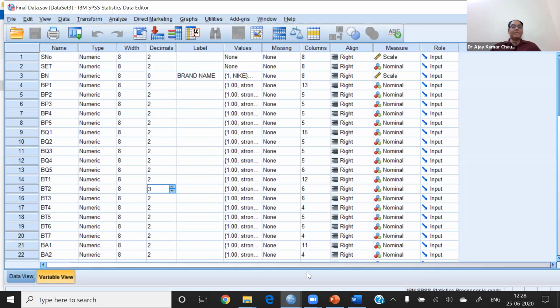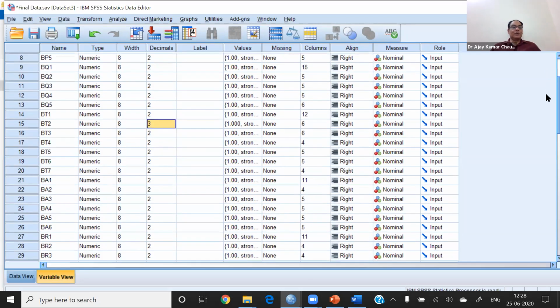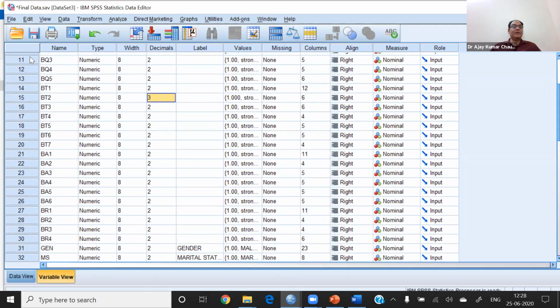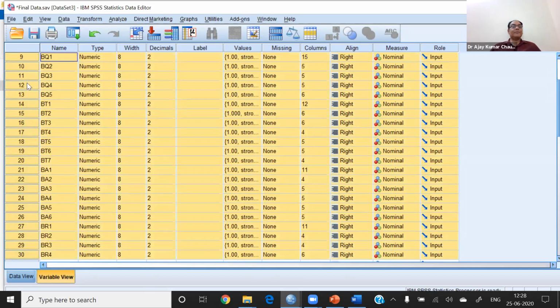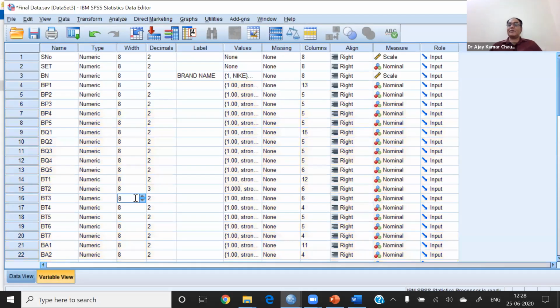So this is the data, and how many items are in this case? 30 items. So you can see that we have 30. Okay, 30 minus 3. These are the statements of the brand related to brand respect.